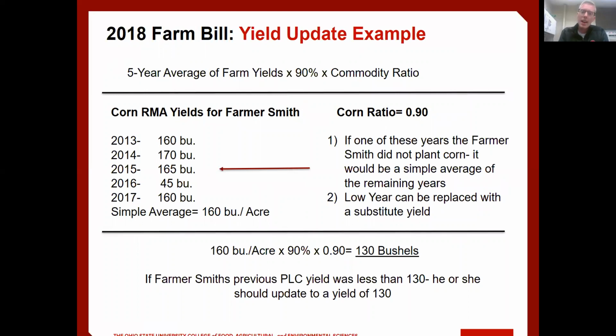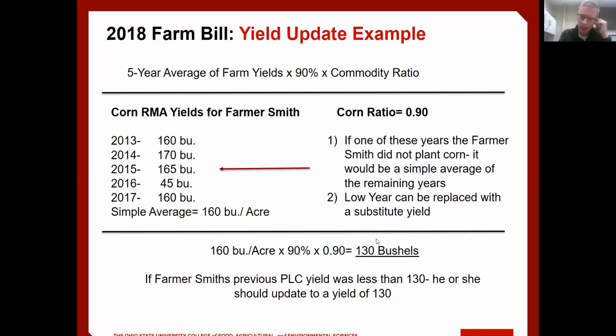The next thing, and this is just an example. Again, we have 5 years of yields. We're going to replace this low yielding year here of 45. We're going to take that out and replace that with a plug yield. We're going to average these 5 years, take it times 90%, and take it times our corn ratio of 9.9. And that gets us a yield update factor of 130 bushels to the acre.